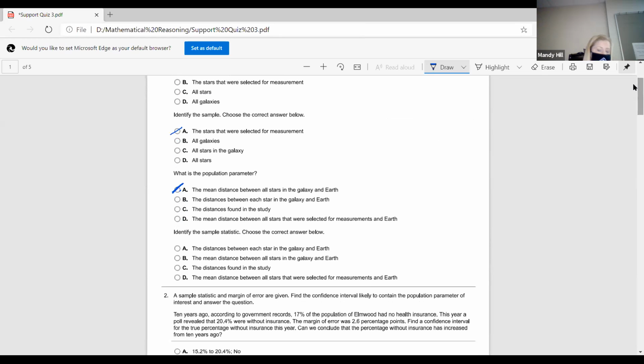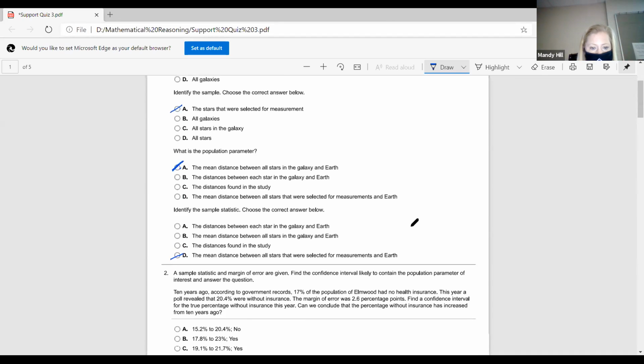Okay, and then it says identify the sample statistic. So now we're breaking it down to what we actually did, because we couldn't possibly do all the stars. So it's going to be the mean distance between Earth and the stars that were selected for the measurement. Population is the bigger group, and the sample is always going to break it down to what you actually did.